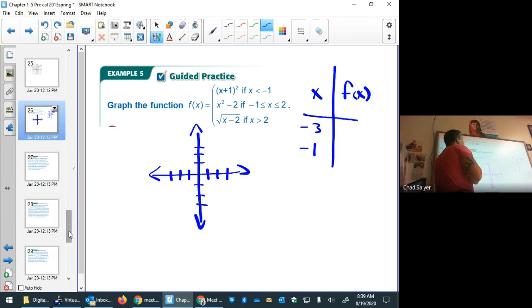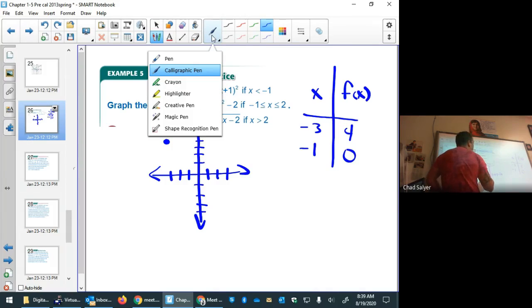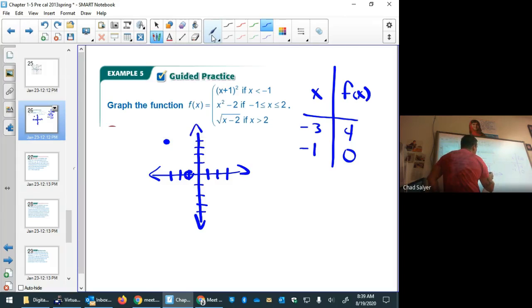So negative 3 plus 1 is negative 2. Negative 2 squared is 4. And then negative 1 plus 1 is 0. 0 squared is 0. So I know it's going to be negative 3, positive 4. So this point. And then negative 1 is 0. Open circle there. So it's going to be quadratic like so.